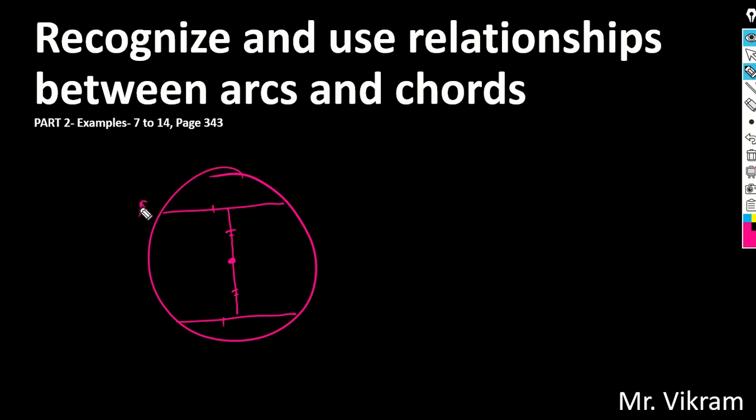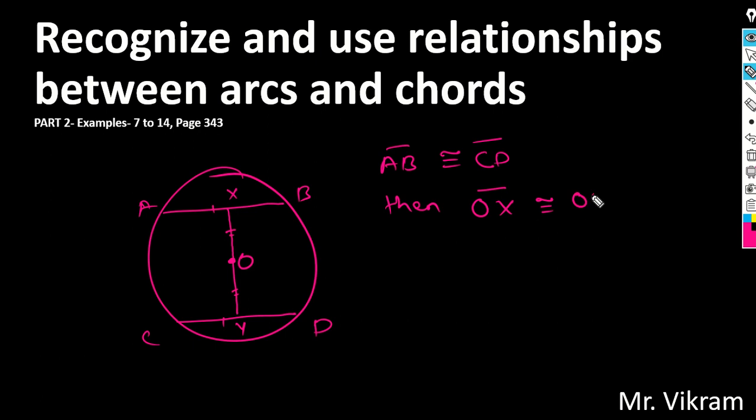So for example, let me give the names A, B, C, D, O, X, Y. So if AB is congruent to CD, then OX is congruent to OY. So you need to remember this concept before we start questions, because if you don't know these things, then you will have a difficult time understanding the questions, right? So let's start with the questions now.